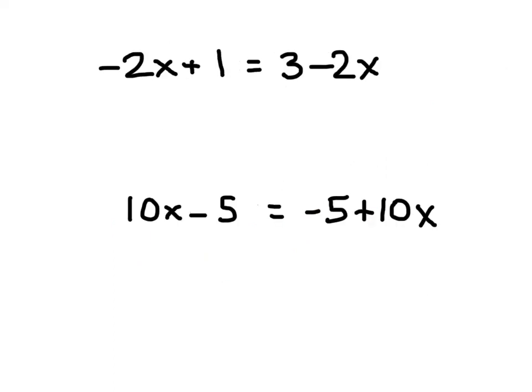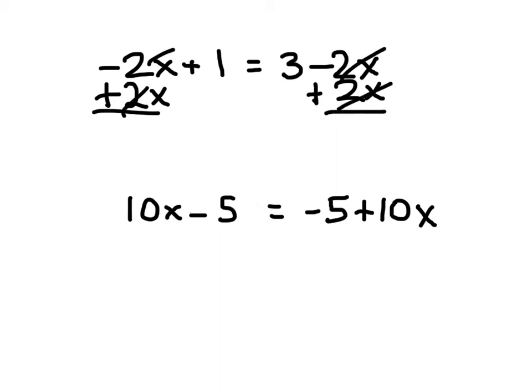All right, let's go ahead and do these problems. The first one, I have negative 2x plus 1, and then I have 3 minus 2x. If I add 2x to both sides, the x's drop out, and I get 1 equals 3. That's a false statement. Therefore, there's no solution.